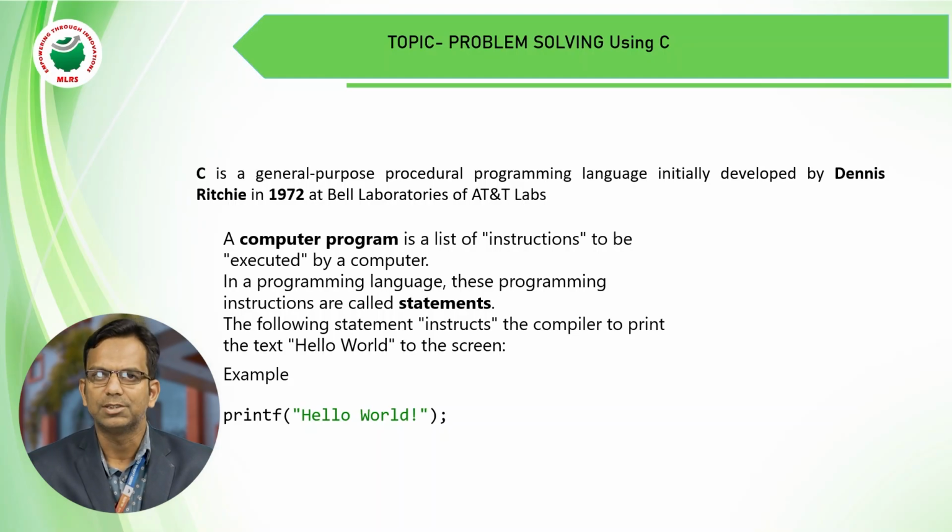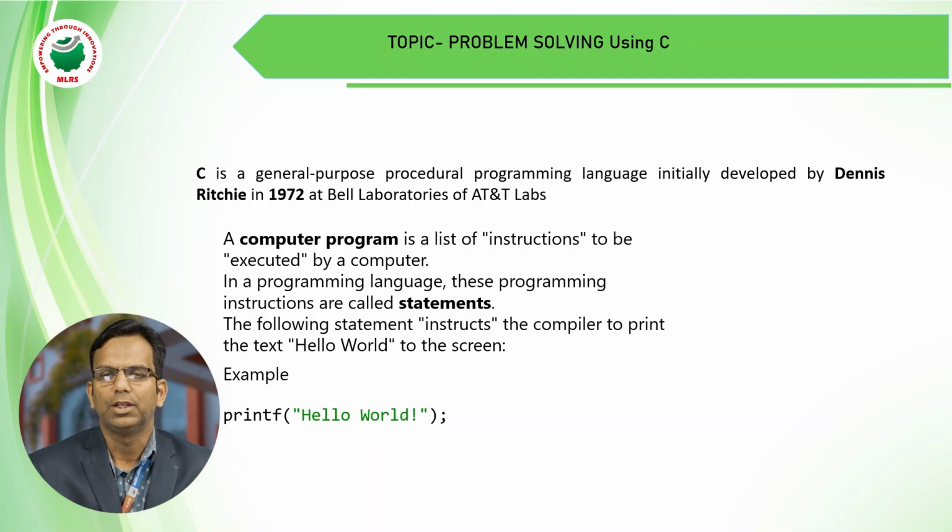Meanwhile, in today's session, we are going to discuss the basic part: how the C language came into existence, what programming languages we have, and how we are going to write code in C. That we are going to learn in today's session. As you know, C is a general purpose programming language which was invented in the year 1972 by Dennis Ritchie.